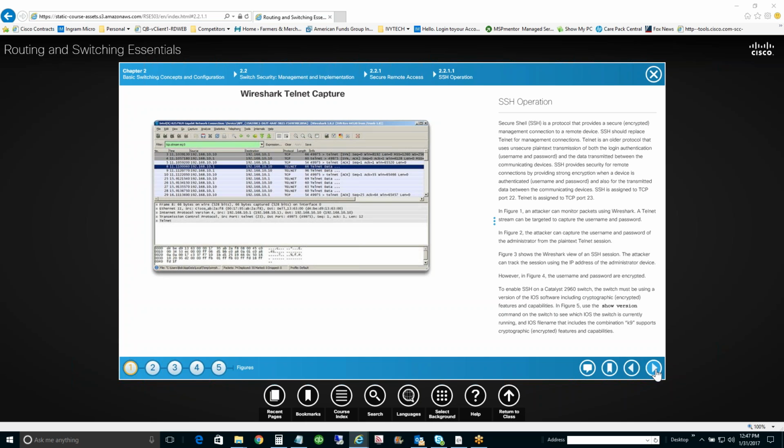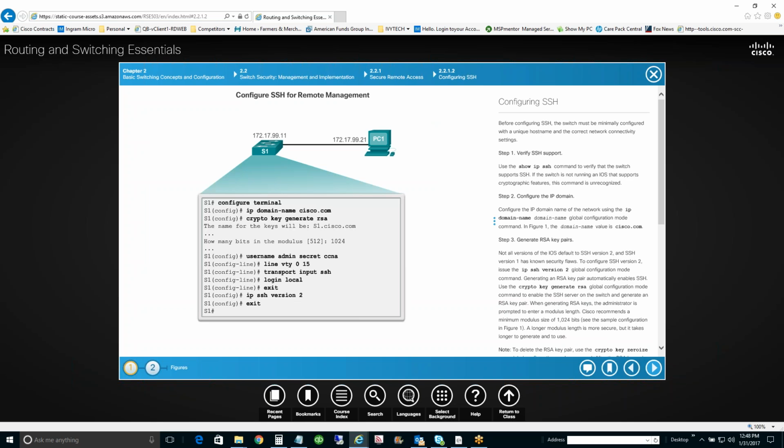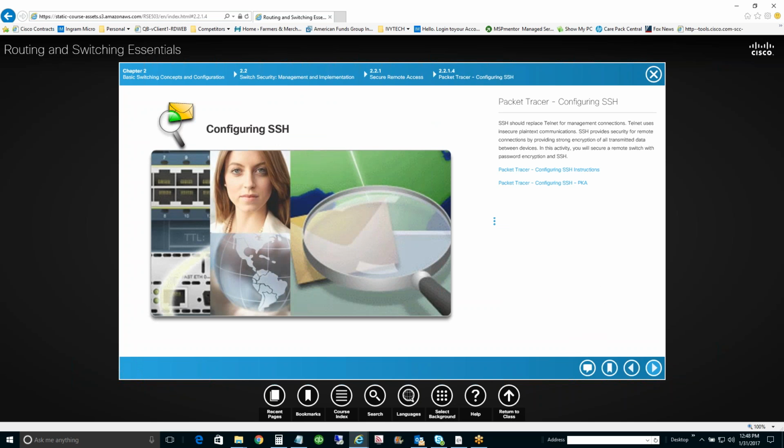I know a lot of people that will allow terminal emulation on the inside of their network, but only secure shell from the outside. I think it's too easy to forget something, and it does open you up to internal misfits that want to try to hack into your equipment and cause problems. Now, they go through how to configure secure shell, and there's a Packet Tracer on how to do that and how to verify it, etc.